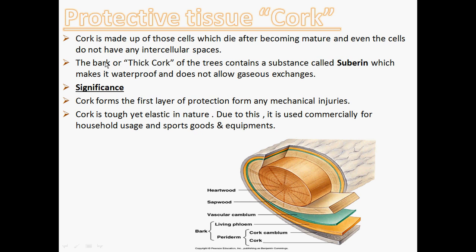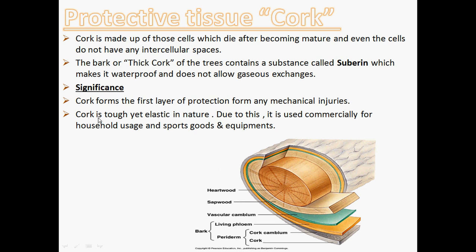Okay, so the bark or the thick cork of the trees contains a substance called suberin, which makes it waterproof and does not allow gaseous exchange. So this thick layer of cork contains suberin, which makes it waterproof and does not allow any kind of gaseous exchange through the surface of the plant. In this way the loss of water from the surface of the plant is prevented, and the cork, being a very hard and dead surface, provides protection from injuries and even mechanical support to the plant.